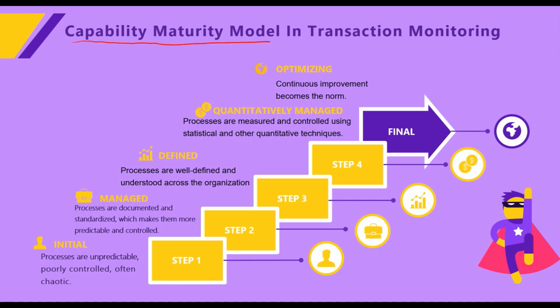Capability Maturity Model is a framework that helps organizations to improve their processes by providing a set of guidelines to improve how they do things. It has 5 levels, like steps on a staircase, each representing a different level of process maturity.